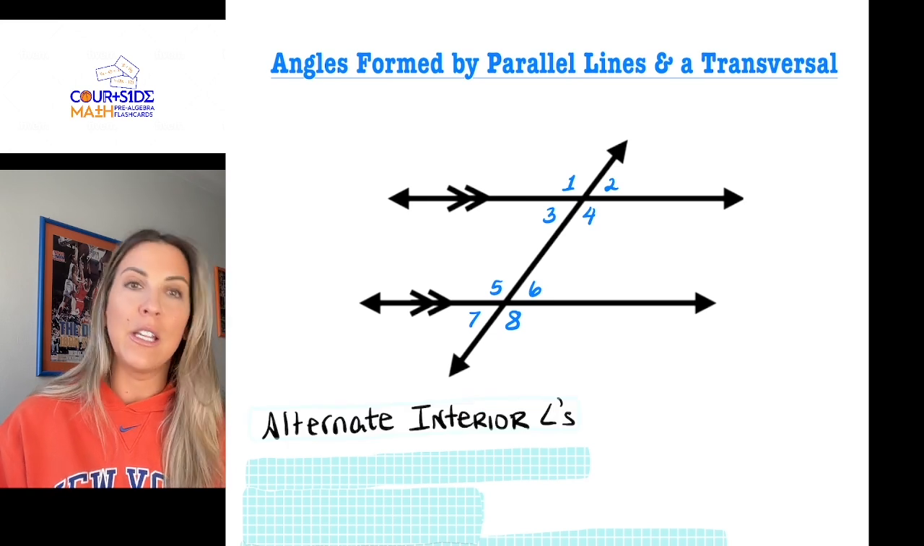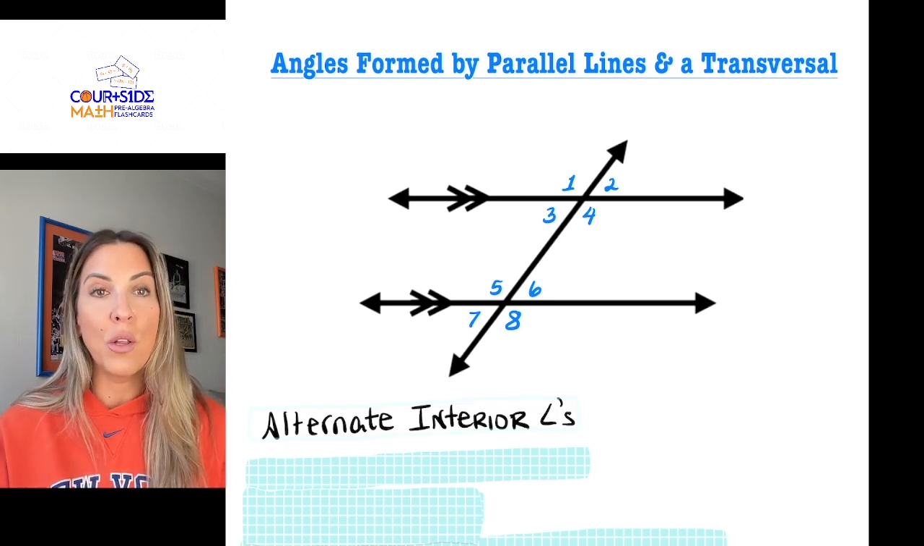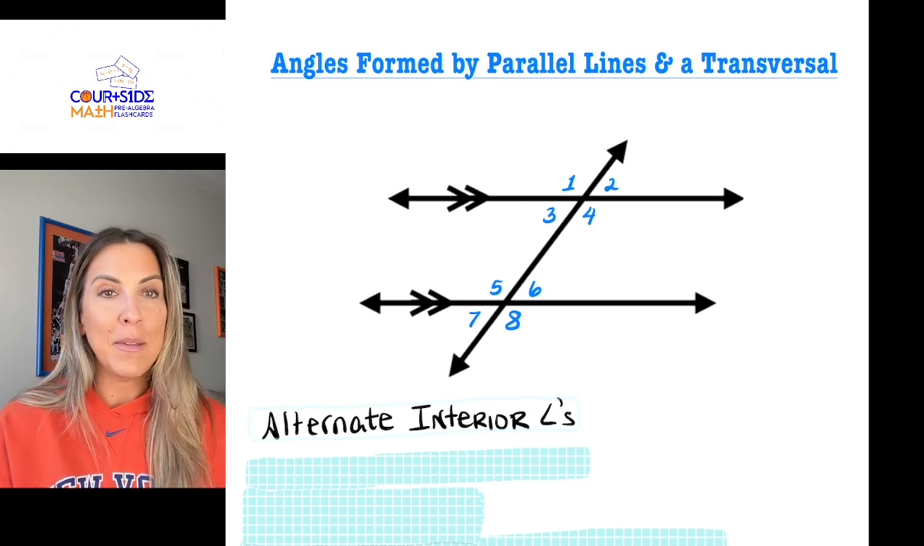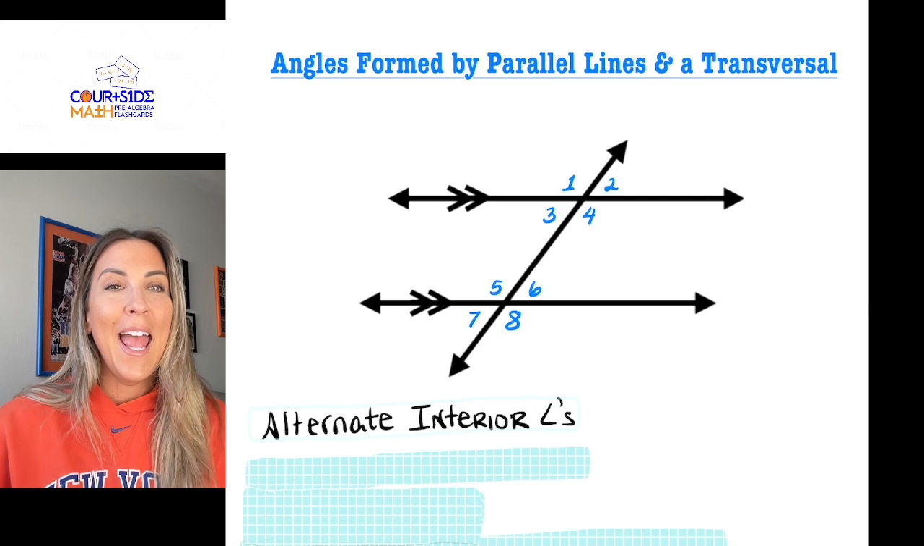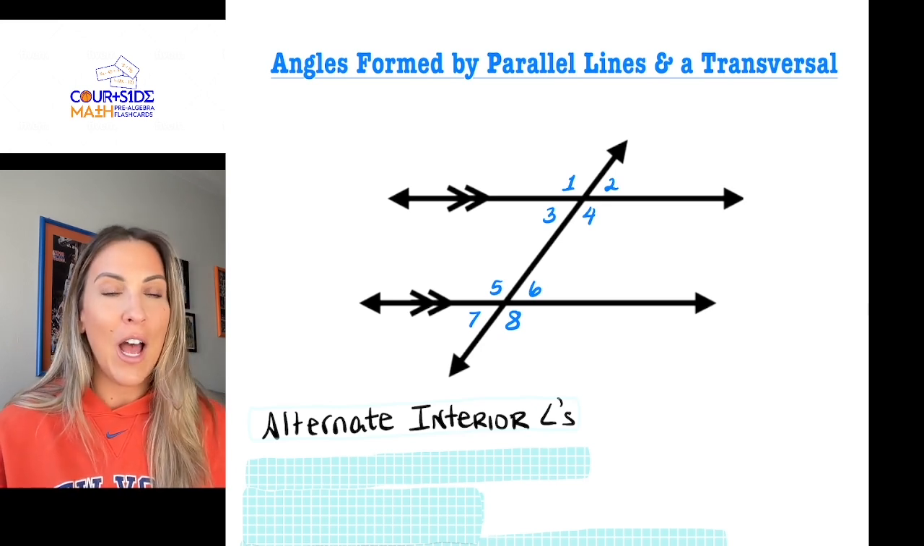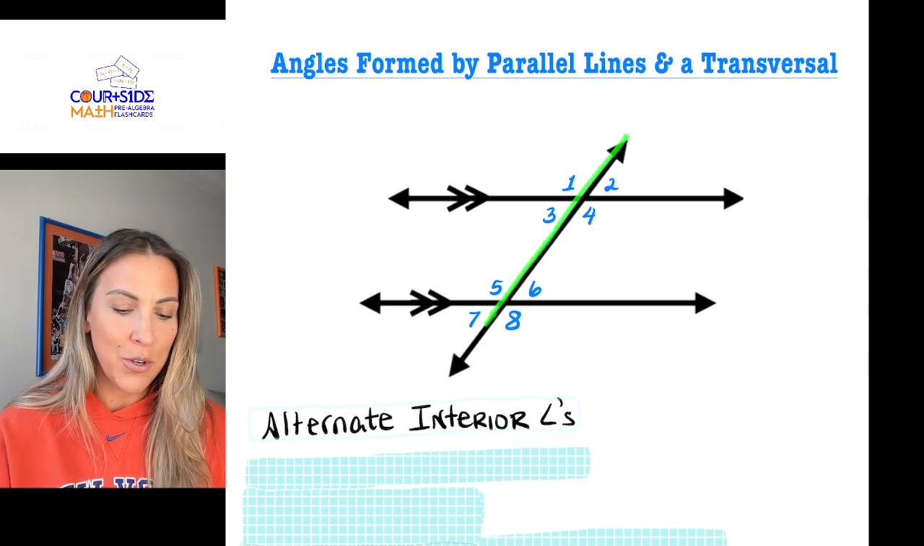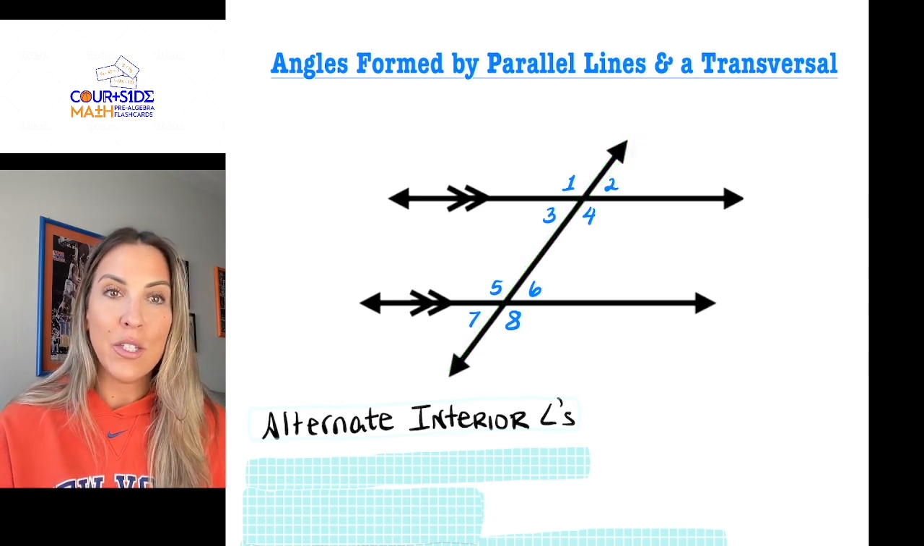So let's talk about the relationships that are formed. Number one is alternate interior angles. So when I say alternate, if anybody happens to be from New York City, you know what alternate side parking is. I don't know if other cities have it too, but if your family drives, you might have seen your mom or dad have to run out and move the car to the other side of the street when it's alternate side parking day.